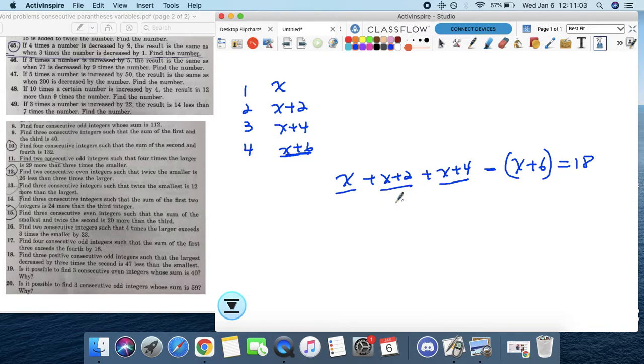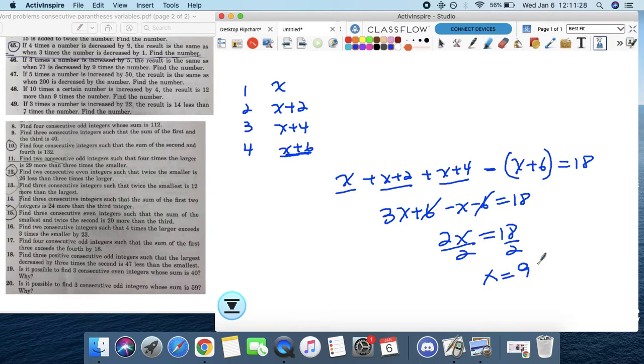So, you know what? Let me remove the parentheses. But I can combine the like terms here. So far I have 3x plus 6. And then I'm going to remove the parentheses. I'm going to go minus x minus 6 equals 18. Combine 3x and minus x is 2x. The 6's go away because that's 0. That's an 18. Divide both sides by 2. X equals 9. Please tell me this was odd. Yes. So 9, 11, 13, 15.